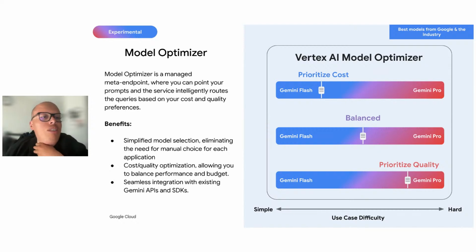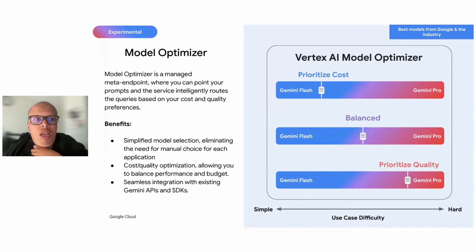So this is a framework that allows you to have a simplified model selection, eliminating the need for manual choice for each application. It gives you, for free, cost quality optimization, and it allows you then to balance the performance with the available budget, or the budget you would like to invest on this. And then you have seamless integrations with existing Gemini APIs and SDKs.